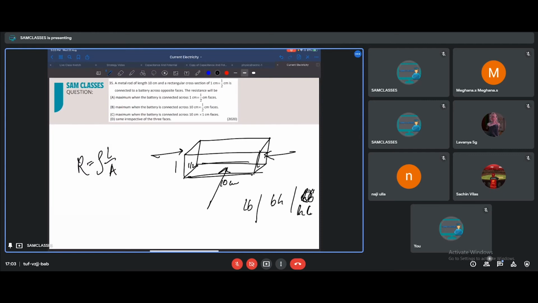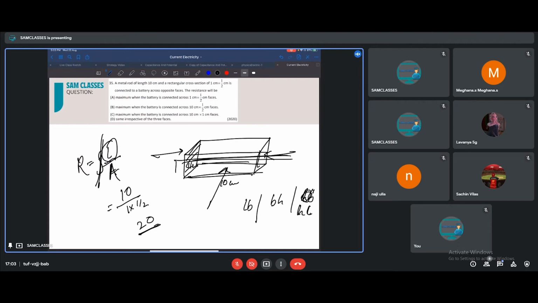What about others? So you can see this is constant. Now this L by A value, we need to figure it out. So in this case, when I'm going by this part, this is the length I'm covering. Correct. So the length is 10. Area is 1 into half. So this 2 is going up. So 20 we are getting. So resistance we are getting 20.